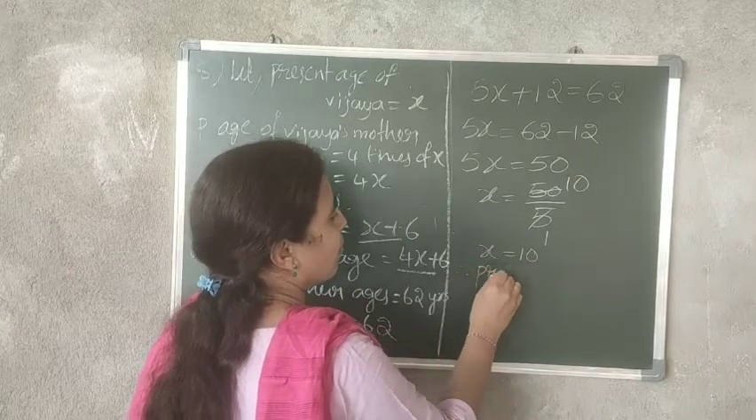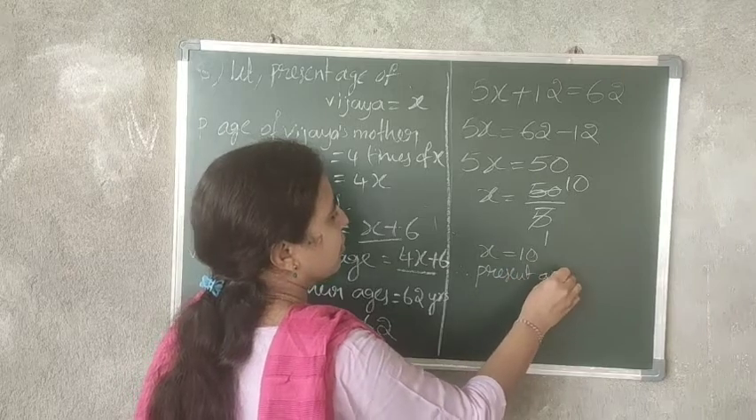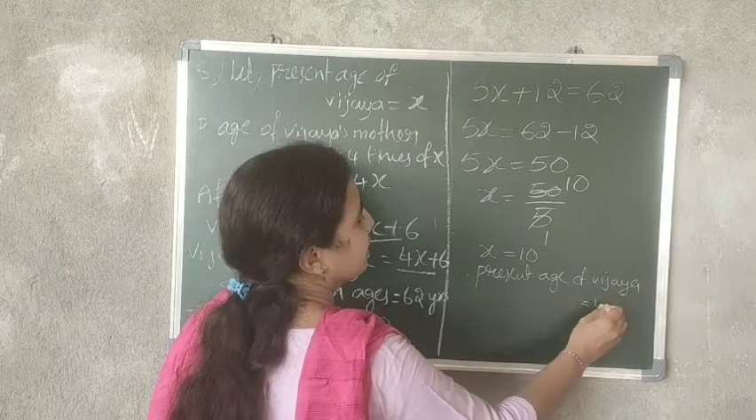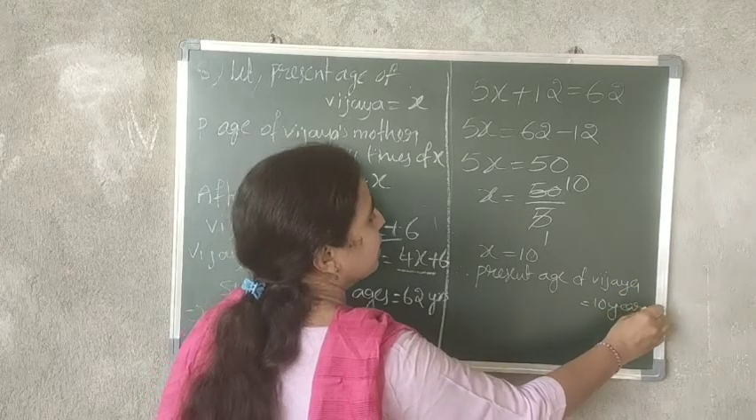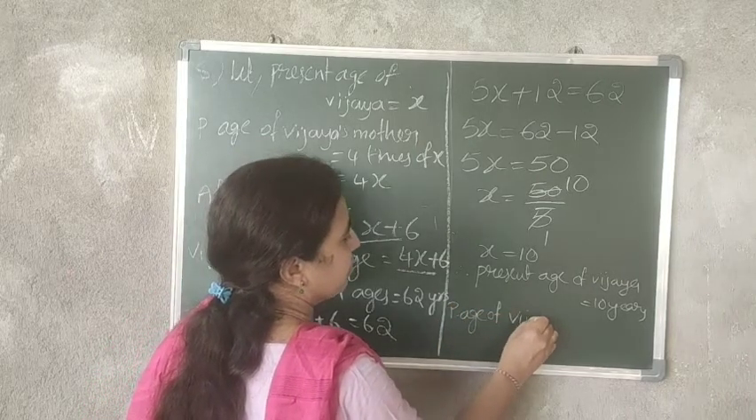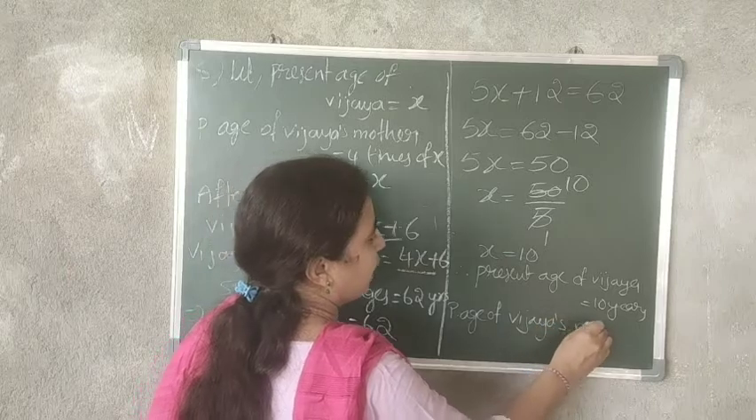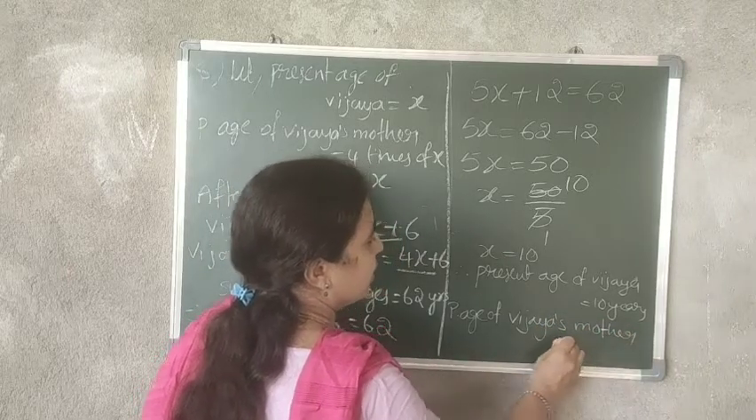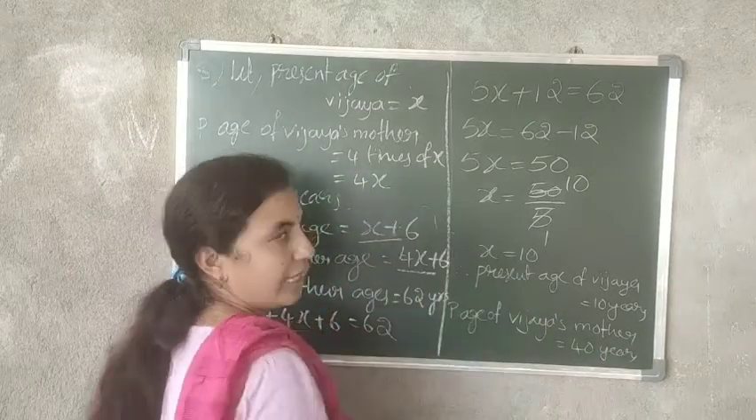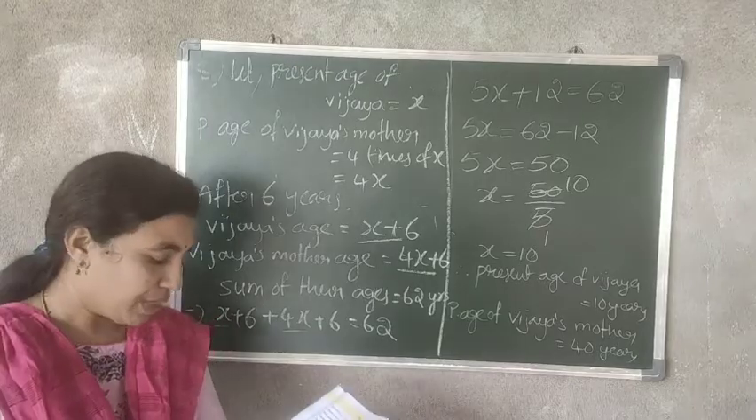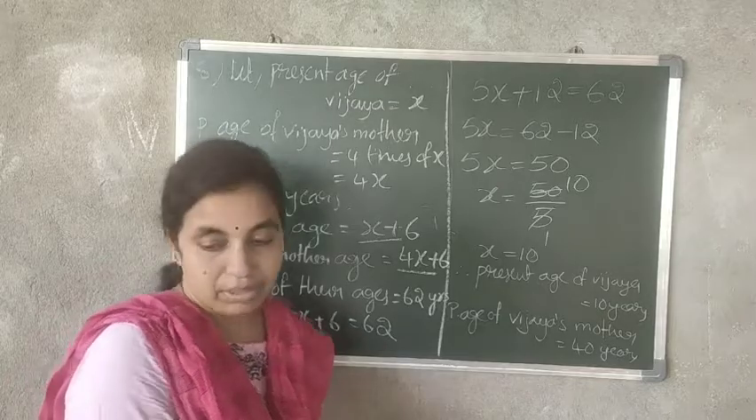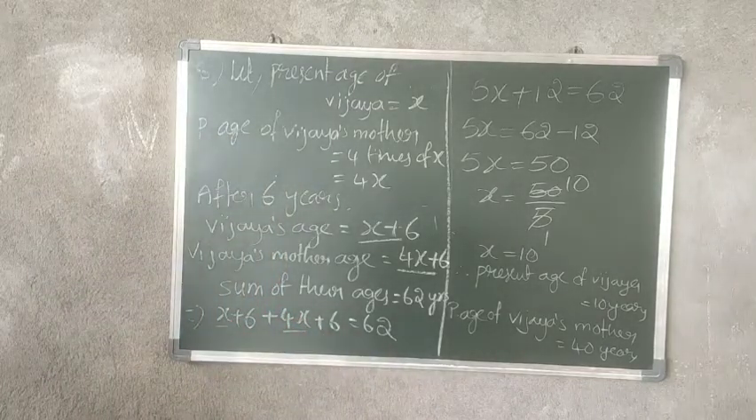Therefore, the present age of Vijaya is 10 years and the present age of Vijaya's mother is 40 years, as we got 4X, 4 into 10, 40 years. Okay, that is the 8th problem. Then you have the 9th example. I'll explain the 9th example.